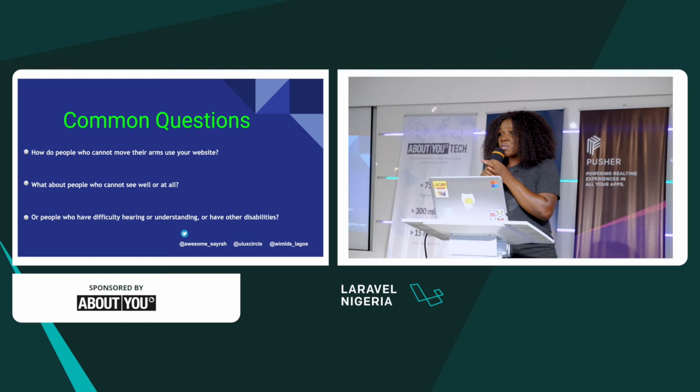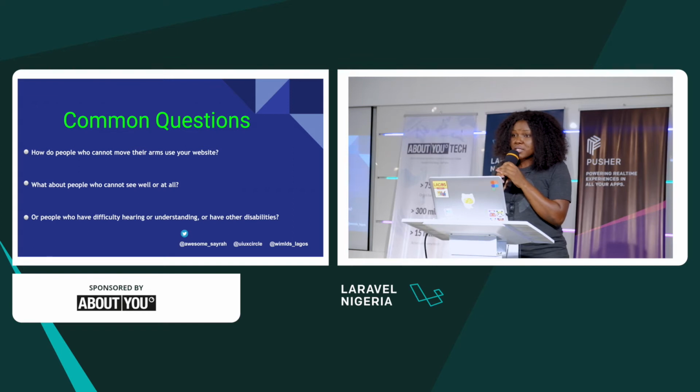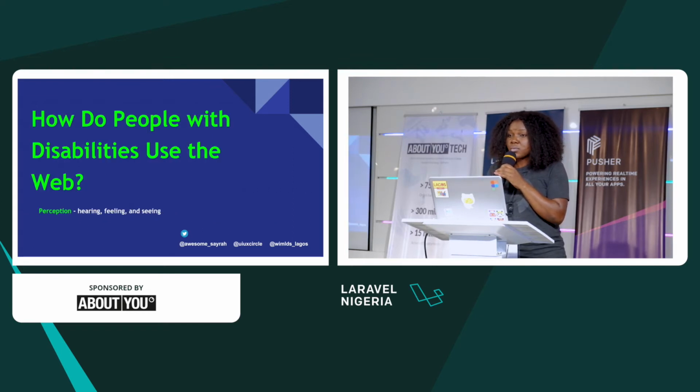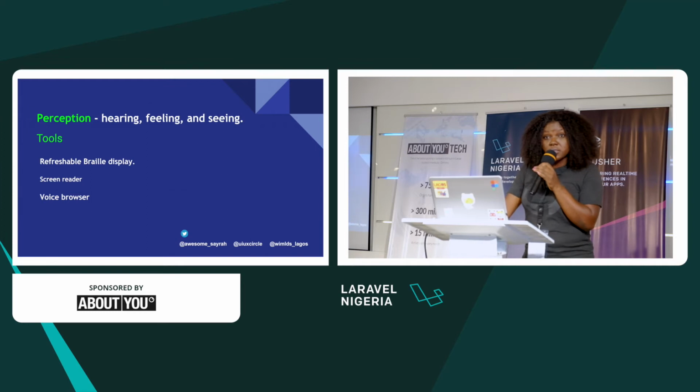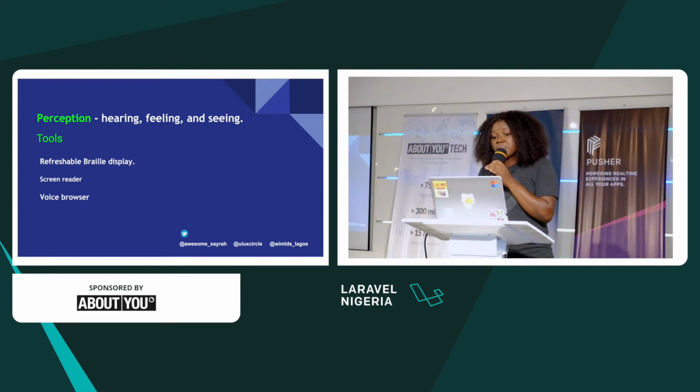So the common questions we always ask is, how do people who cannot move their arms use our website? What about people who cannot see well at all? Or people who have difficulty hearing or understanding, or other forms of disabilities? So we're looking at different perceptions. There's hearing, there's feeling, there is seeing, that's sight. I'll be sharing some tools they use in actually getting access to our site. For perception for hearing, feeling, and seeing, these tools are screen reader, voice browser.